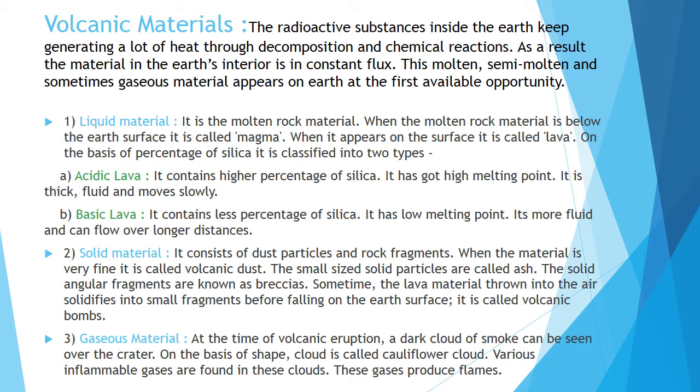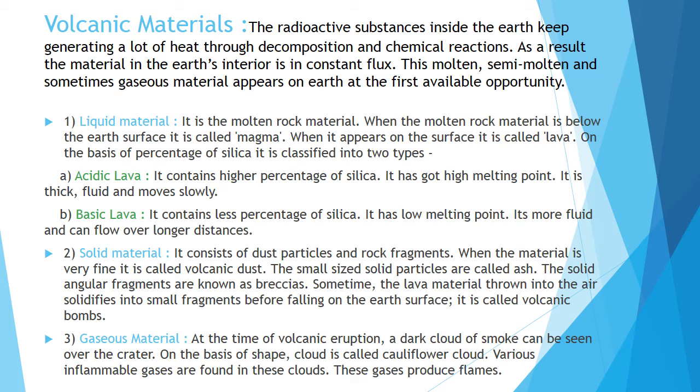The solid material consists of dust particles as well as rock fragments. When the material is very fine, it is called volcanic dust. The small size solid particles are called ash. The solid angular fragments are known as breccia. Sometimes the lava material thrown into the air solidifies into small fragments before falling on the earth's surface. It is called volcanic bombs.